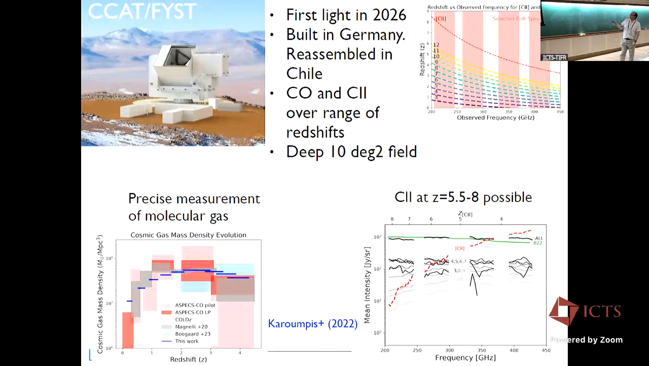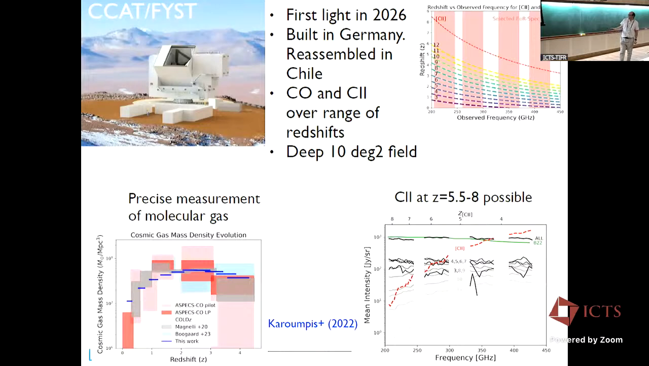But this has 4 different bands. Again, it observes CO and C2 over a range of different redshifts. And the idea here is to have a very deep field of about 10 square degrees. And through that, you can map out the molecular gas very precisely. So that's these little blue experimental things there.